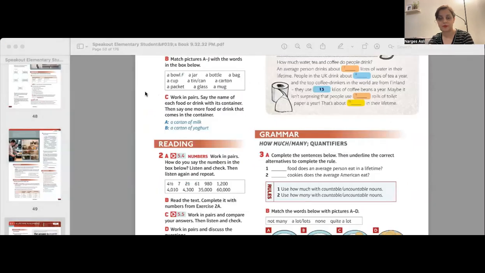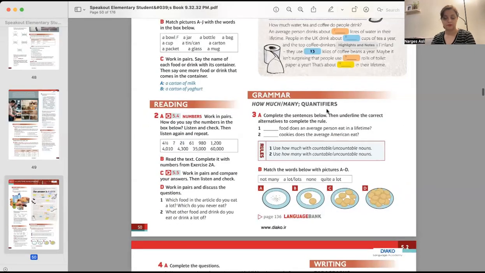Unit 5. Recording 5. How much food does an average person eat in a lifetime? And how much do they drink? The answer is a lot. Do you eat meat? Meat eaters in Europe eat 21 sheep, 1,200 chickens, and 4.5 cows in their lifetime.